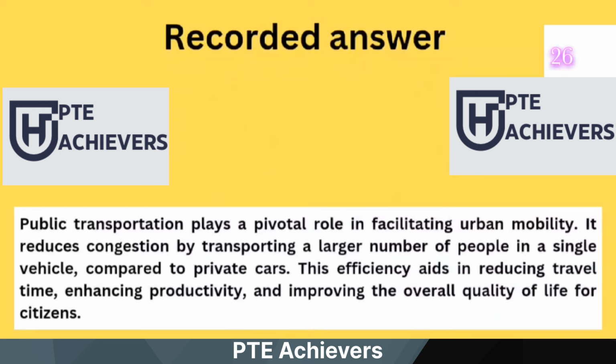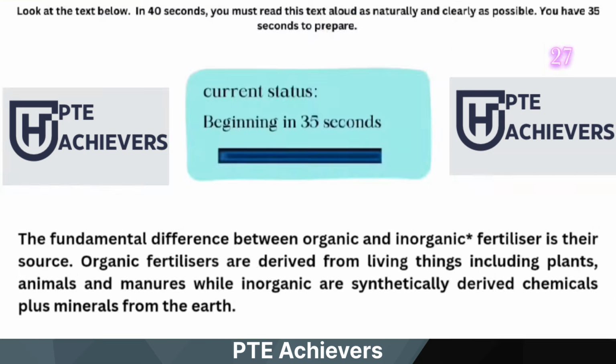Public transportation plays a pivotal role in facilitating urban mobility. It reduces congestion by transporting a larger number of people in a single vehicle, compared to private cars. This efficiency aids in reducing travel time, enhancing productivity, and improving the overall quality of life for citizens.